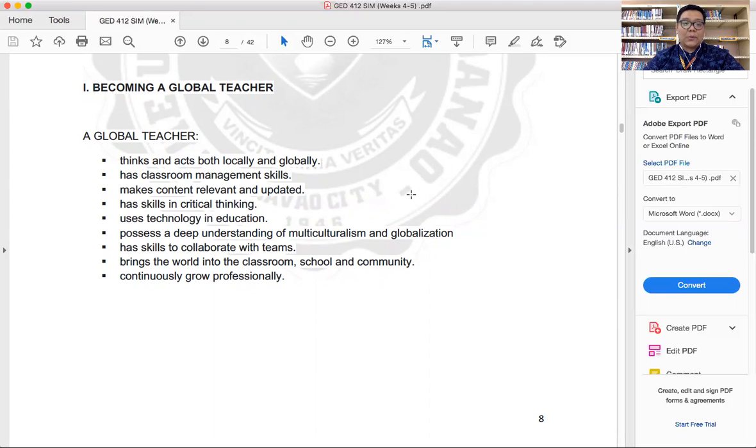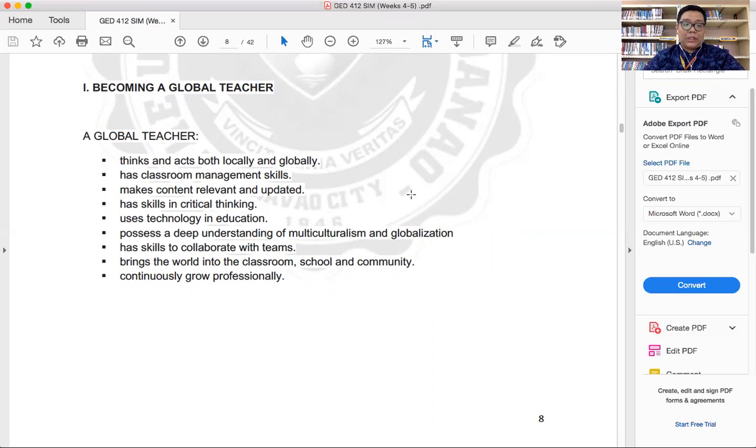A global teacher must also possess a deep understanding of multiculturalism and globalization. Given the diversity or homogeneity in a classroom setting, it's very important that a global teacher knows how to address multiculturalism in a classroom, most especially when it comes to diversity of ideas and opinions. Globalization is also another concept that a global teacher must understand.